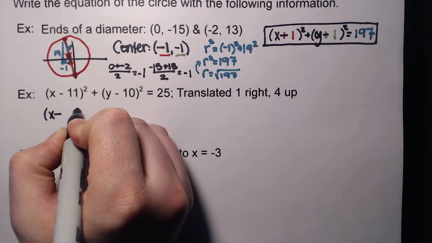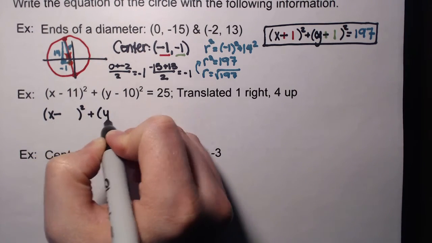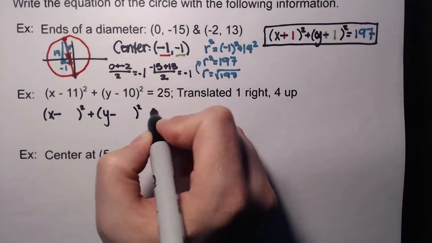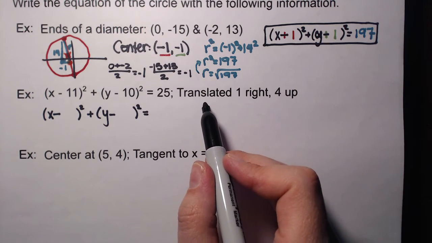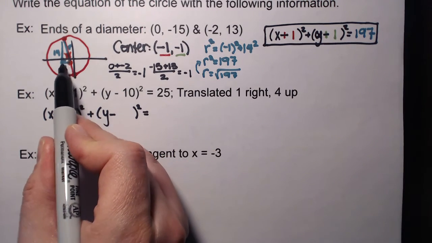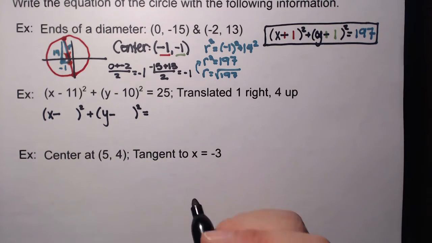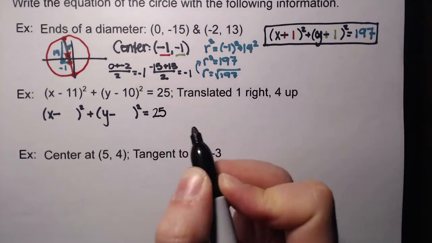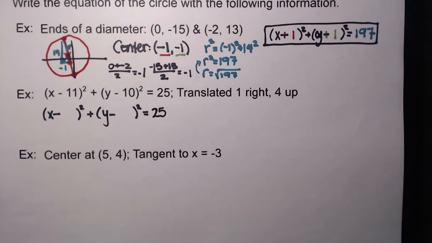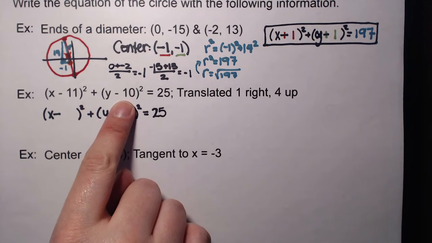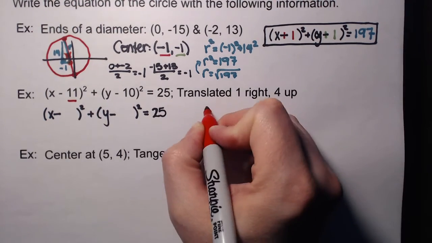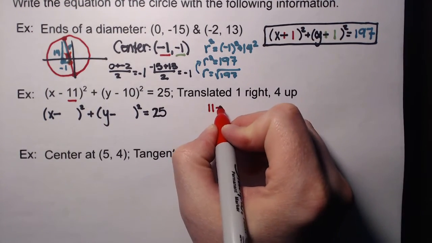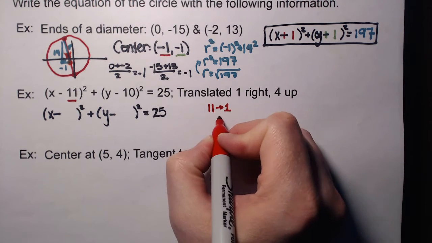out the basics. Now this isn't being dilated. If there was a dilation, that would change the radius, because then I would be making the circle bigger or smaller. But since that's not happening, the radius is still going to be 5, where the radius squared is 25. It's the center of the circle that's moving. So originally this was at 11, and then I moved it to the right 1. So what's 11 plus 1?